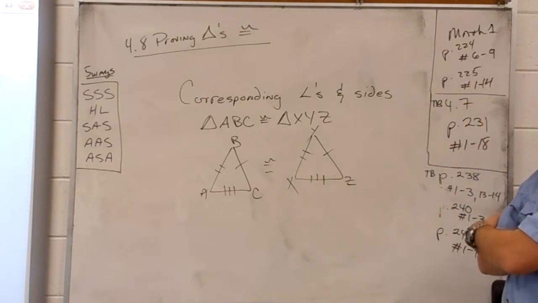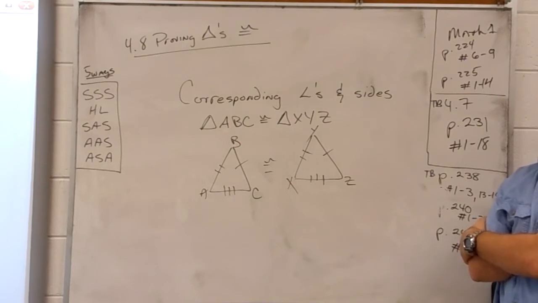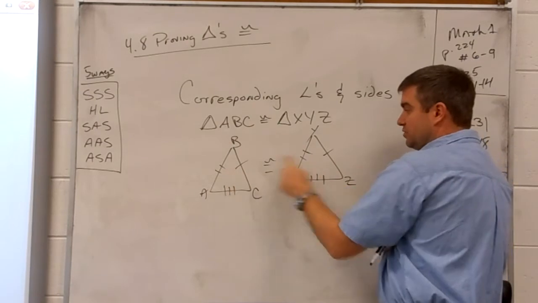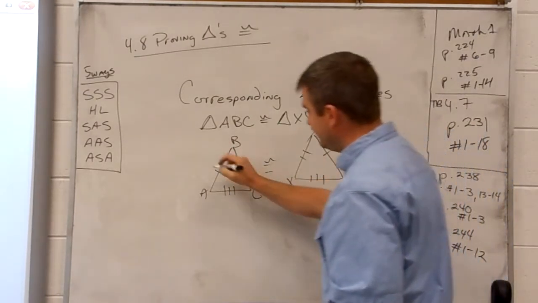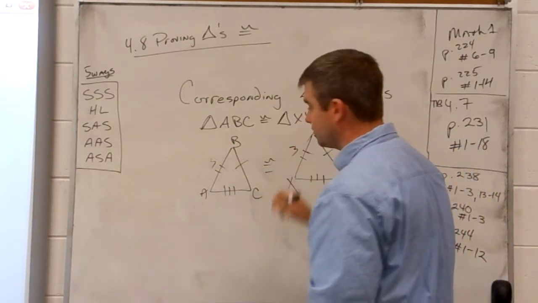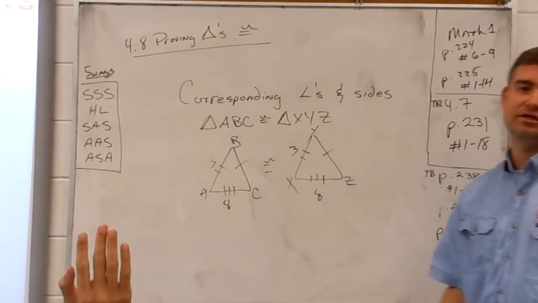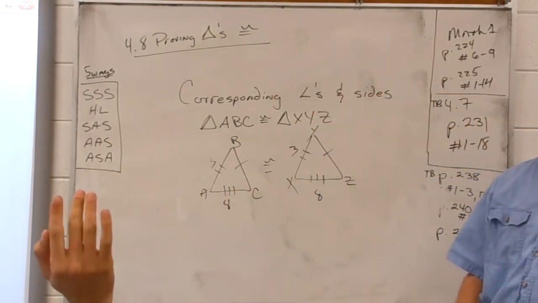Any questions on corresponding angles or corresponding sides? What are those last 4 again? These triple slash, double slash, that's just a way of saying that this was 3 and this was 3, or this was 8 and this was 8. When they don't give you the side measurement, they put the slashes there.